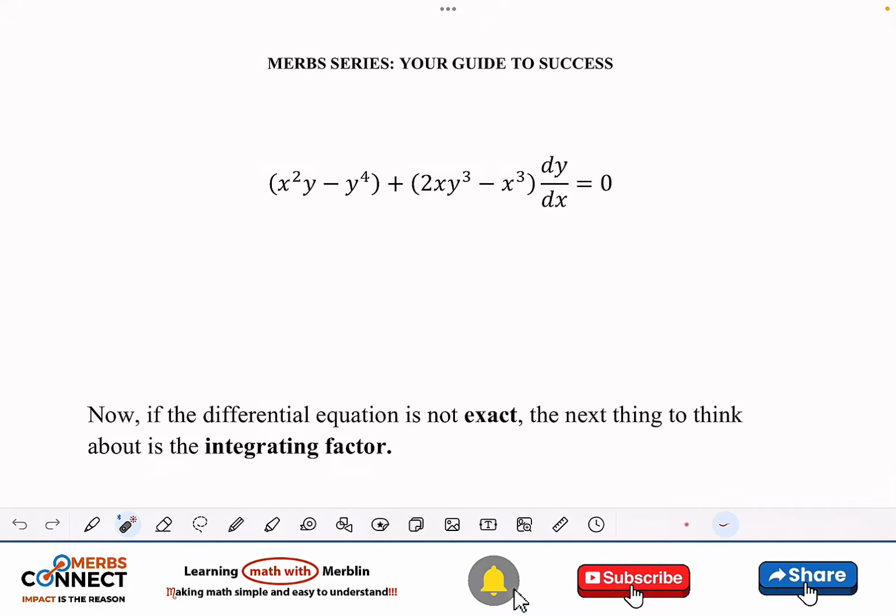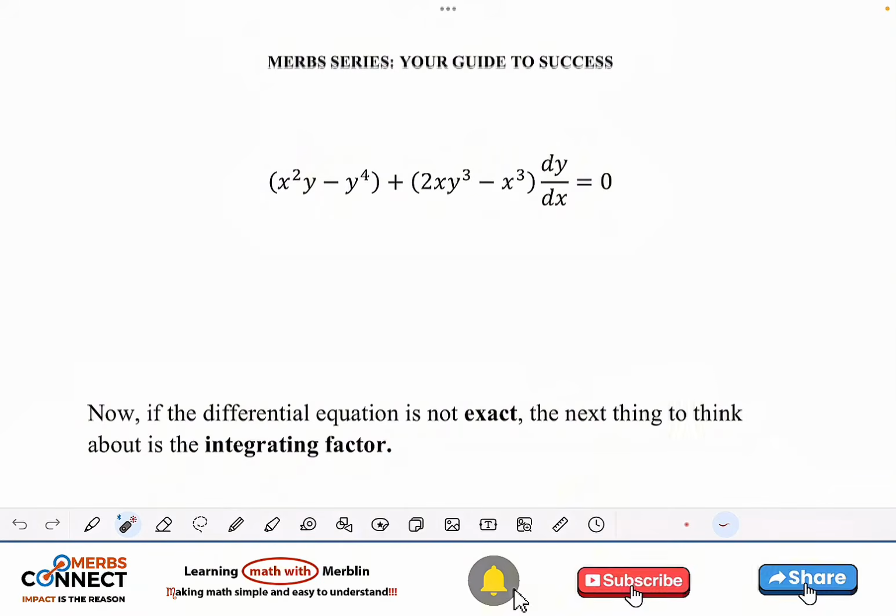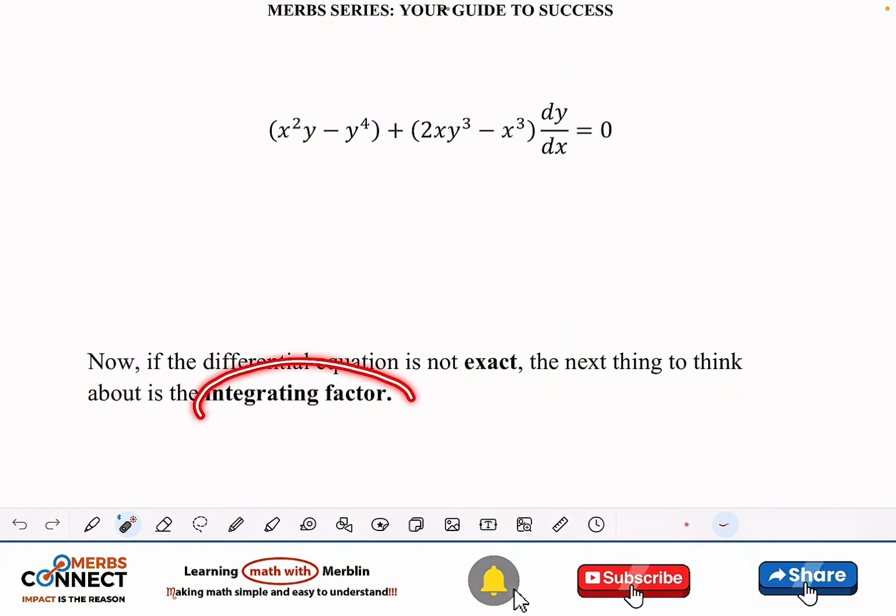So, we've looked at linear differential equations, we've looked at separable differential equations, we've talked about homogeneous differential equations, we looked at exact differential equations. Now, the big question comes in: what if the last method that we just discussed is not exact? What do we need to do? Then we have a way of doing it. We need to talk about integrating factor.